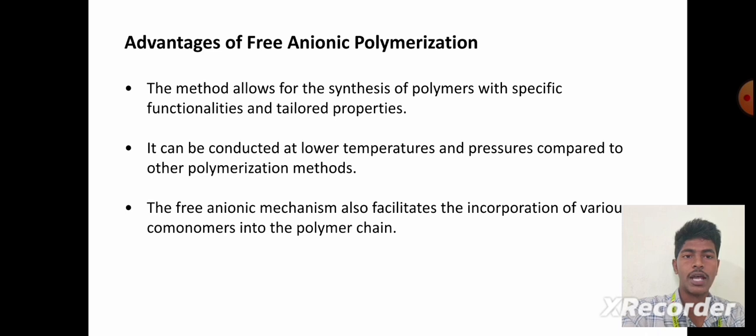Advantages of free anionic polymerization. The method allows for the synthesis of polymers with specific functionalities and tailored properties. It can be conducted at lower temperatures and pressures compared to other polymerization methods. The free anionic mechanism also facilitates the incorporation of various comonomers into the polymer chain.